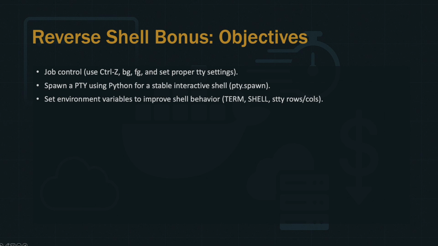To make a reverse shell fully interactive, we often spawn a pseudo terminal, sometimes referred to as PTY, using Python or other methods. And once we have this Python, we'll adjust the environment by adjusting environment variables such as the TERM and shell environment variables to make the reverse shell fully interactive.